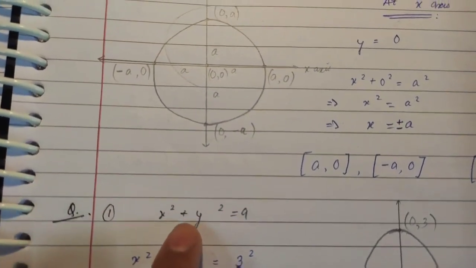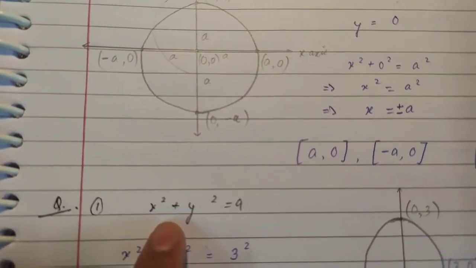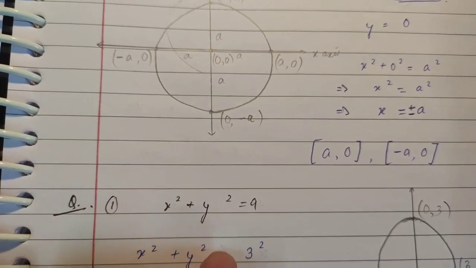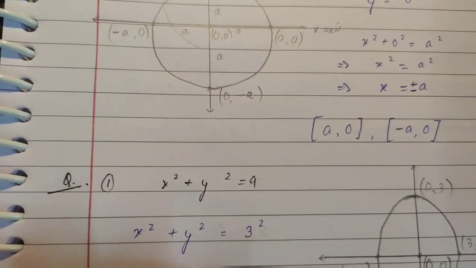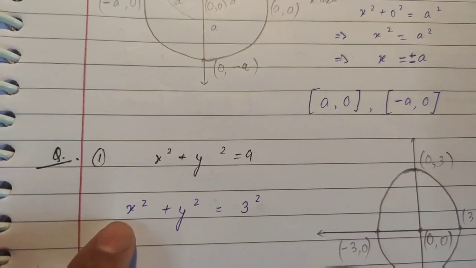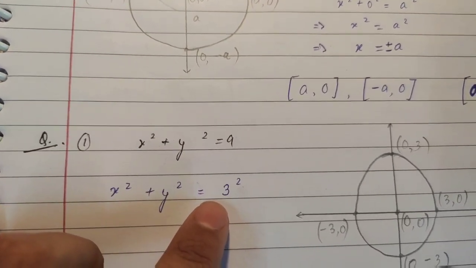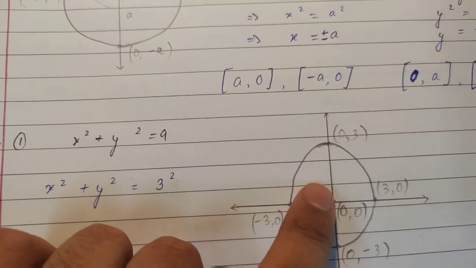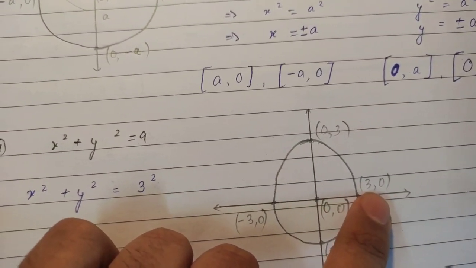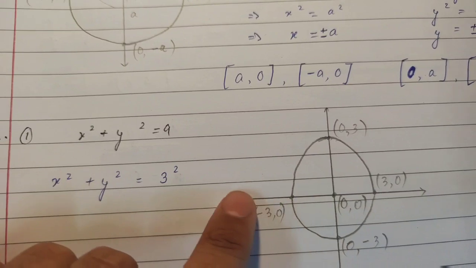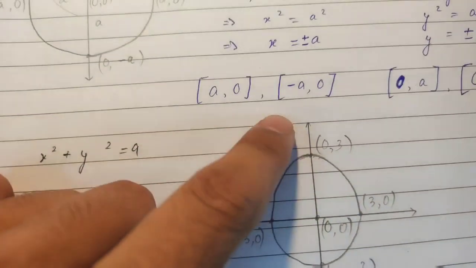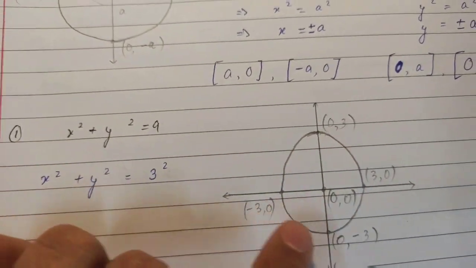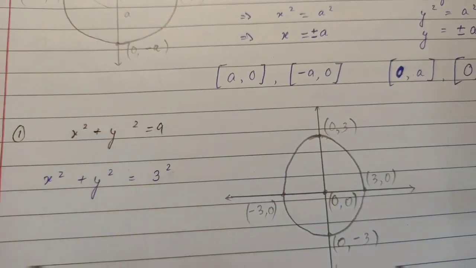We have to plot the graph of x² + y² = 9. First we will convert this into the general equation, so it will be x² + y² = 3². Here 3 is the radius, so 3 units in the positive x direction and negative x direction, and similarly in the positive y direction and negative y direction. So we plotted all four points and then made a circle.